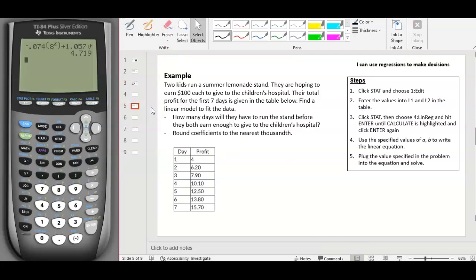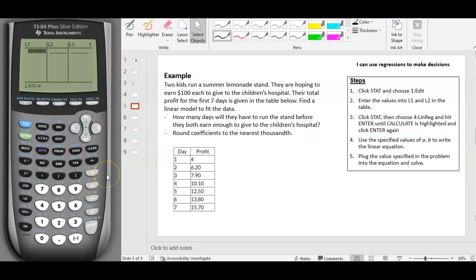Okay, so in this problem, it says that 2 kids run a summer lemonade stand and they are going to earn $100 each to give to the Children's Hospital. Their total profit for the first 7 days is given in the table below. Find a linear model to fit the data. Okay, so we're going to go ahead and go to Stat Edit, and we're going to enter these values into our L1 and L2. So we clear, enter, and then in L2 we clear, enter.